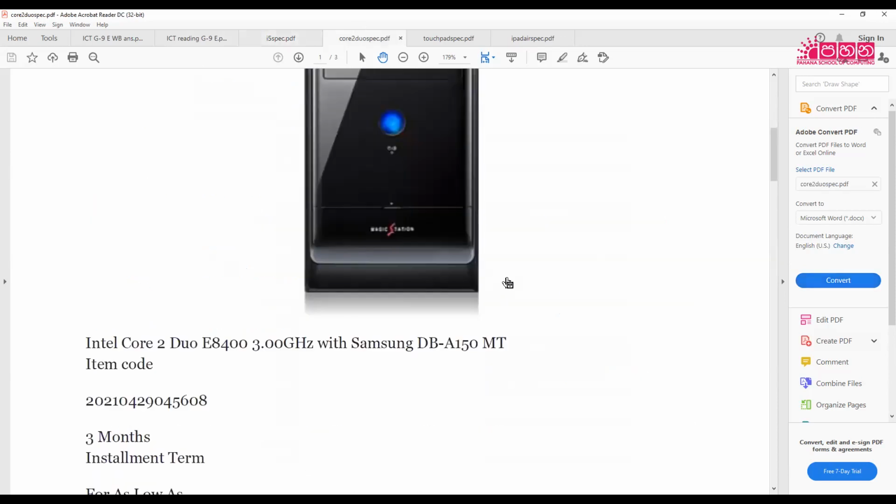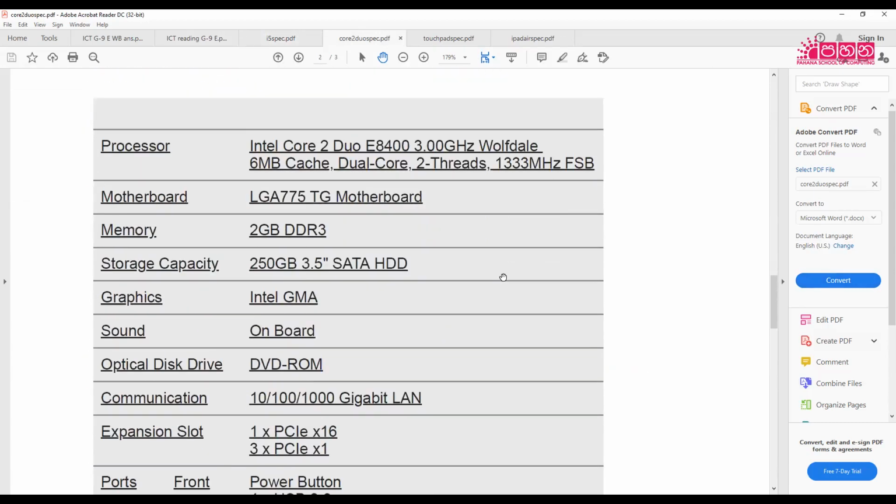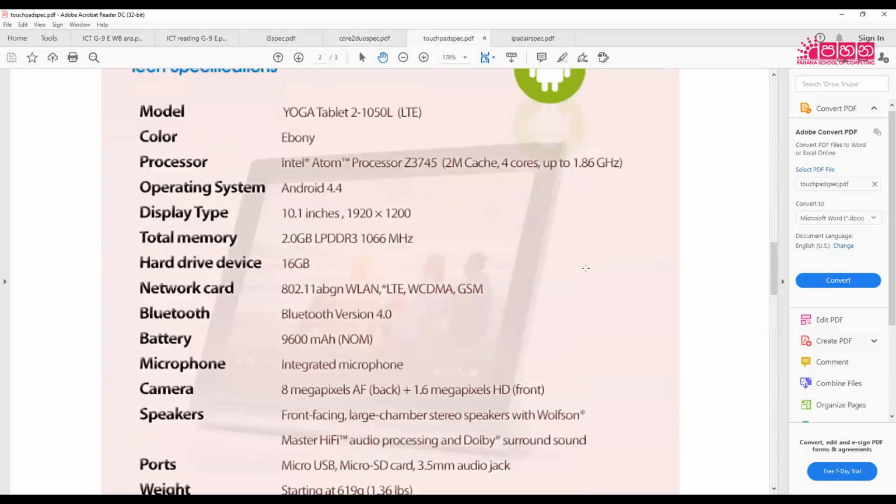Let's move on to the next one. Dhananji? 2 GB. It's 2 GB. Good. Stenhill, what is the RAM size here? Two point zero GB. Yes, it's 2 GB again.